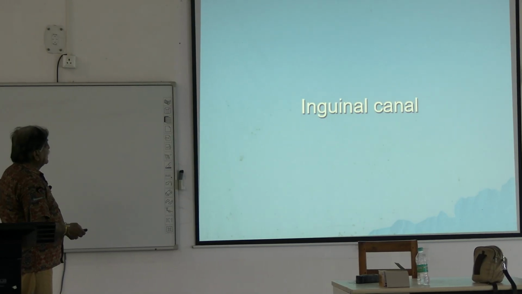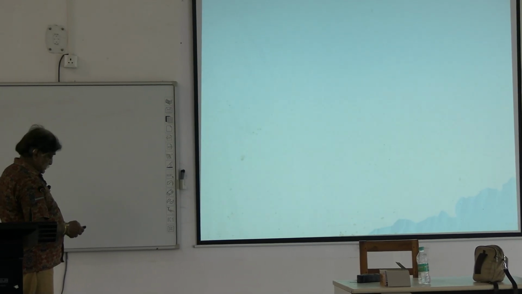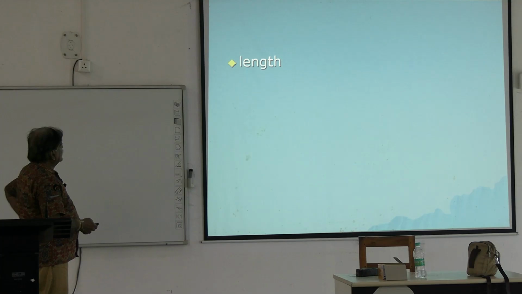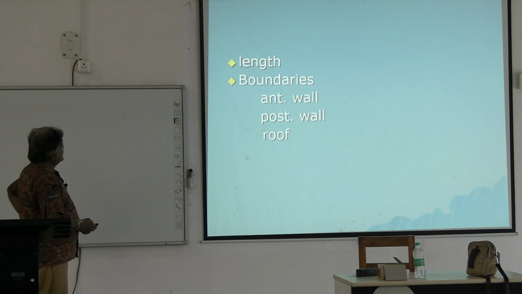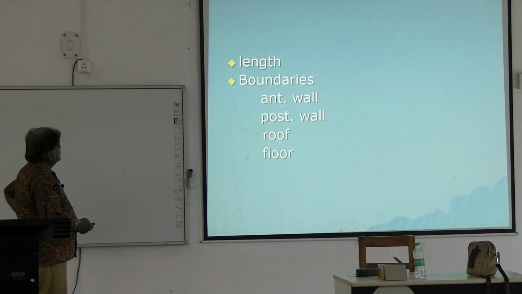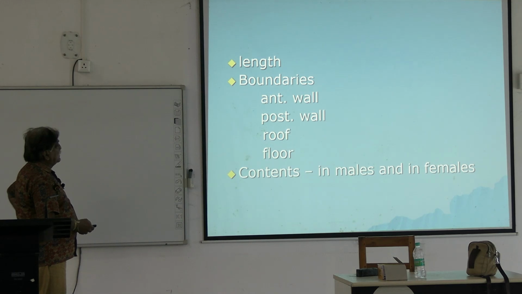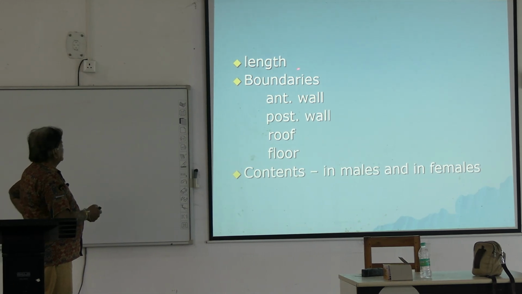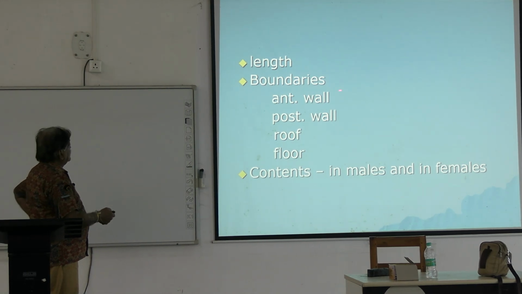Now the inguinal canal. Length, boundaries, anterior wall, posterior wall, roof, floor. Contents in males and females. Now the length, boundaries, anterior wall, posterior wall, roof, floor, contents, males and females.